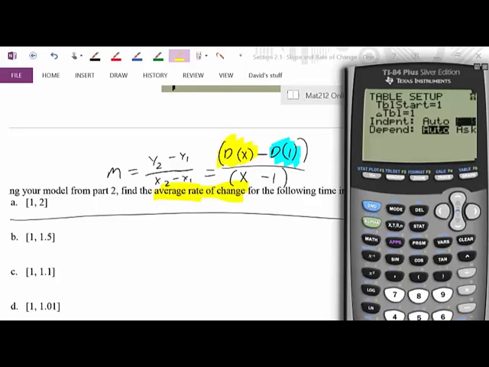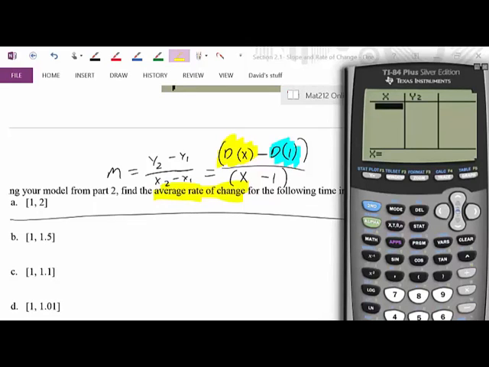Now what we're going to do is hit second, go back to the table where we were, and notice it's blank because it's waiting for us. It wants to know what values you want. What x values are you looking for? So for the first one, we wanted 2. I'm going to type in 2, hit enter, and you'll notice I now have an average rate of change of 6.94. Then for the next one, I'm going to type in 1.5.